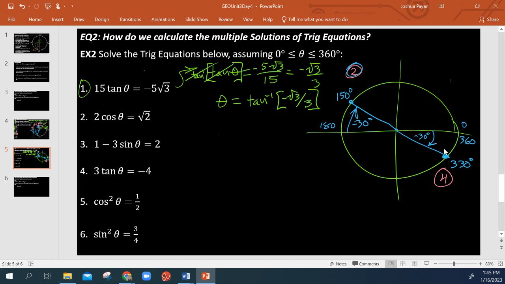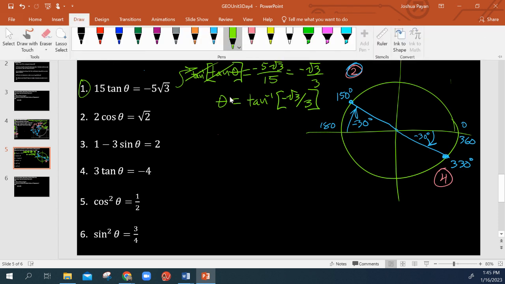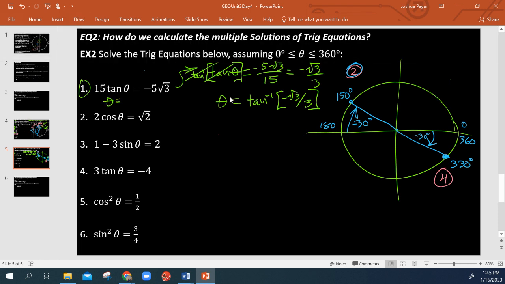Okay, so there it is. Those would be my two solutions there. So I would say in this case, theta is equal to 150 degrees. That's my quadrant 2 solution. And it's also equal to 330 degrees.